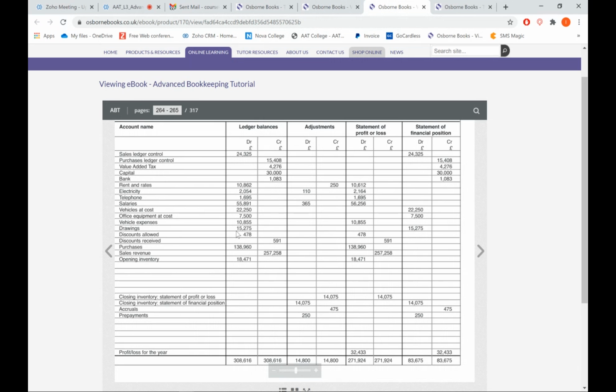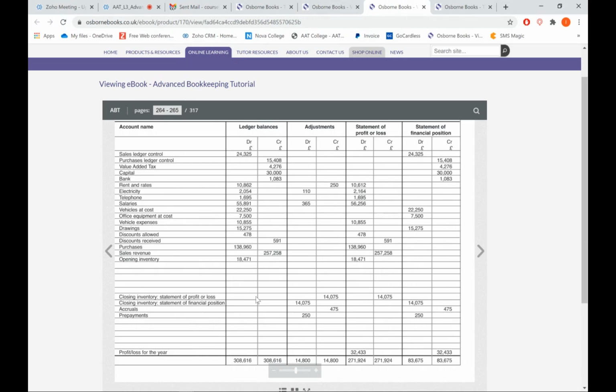Drawings will go to the financial position on the debit. Discount allowed, debit, so it goes to P&L as an expense. Discount received is income, so in the P&L credit. Purchases on the debit side, P&L. Sales revenue, income on the credit side, P&L. Opening inventory always goes to the debit of P&L. This we learned last week.